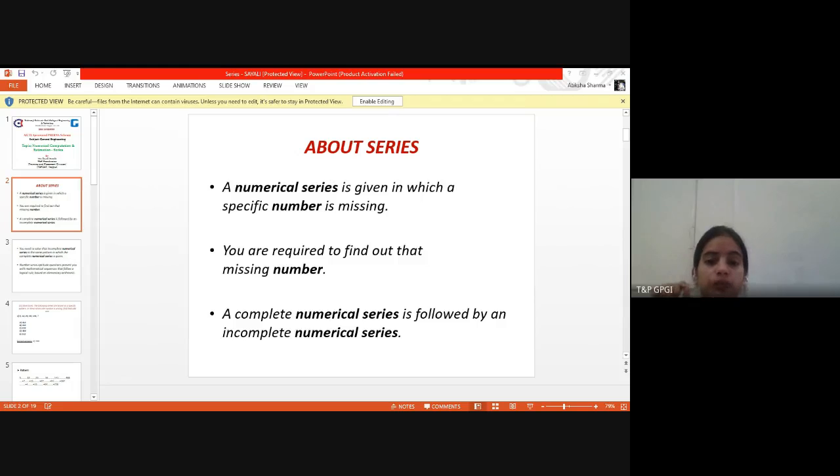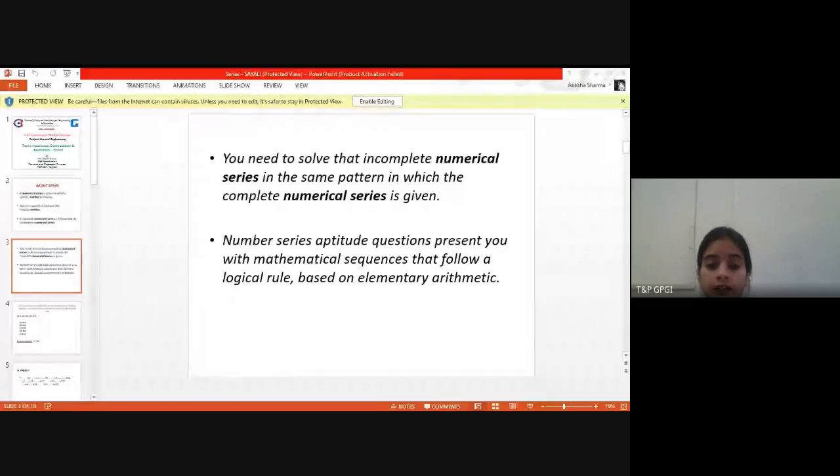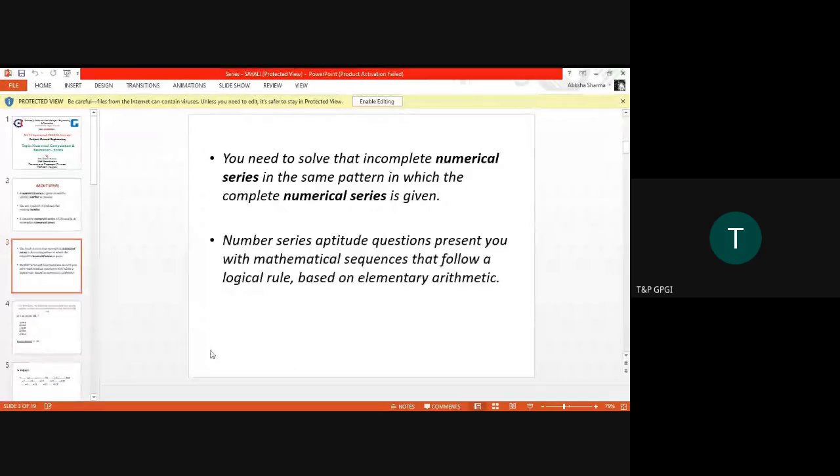Next, number series aptitude questions present you with mathematical sequences that follow a logical rule based on elementary arithmetic. Based on elementary arithmetic, it could be that in some questions the first term is 3, then the second term is 9, the third term is 81. Means what is happening? The square of the first number is the second term, the square of the second number is the third term, the square of the third term may be the fourth term. So you have to check which pattern is being followed. Over here the concept of elementary arithmetic also comes into the picture. You have to understand exactly which pattern is being followed there. Accordingly you will have to find the remaining series as well.